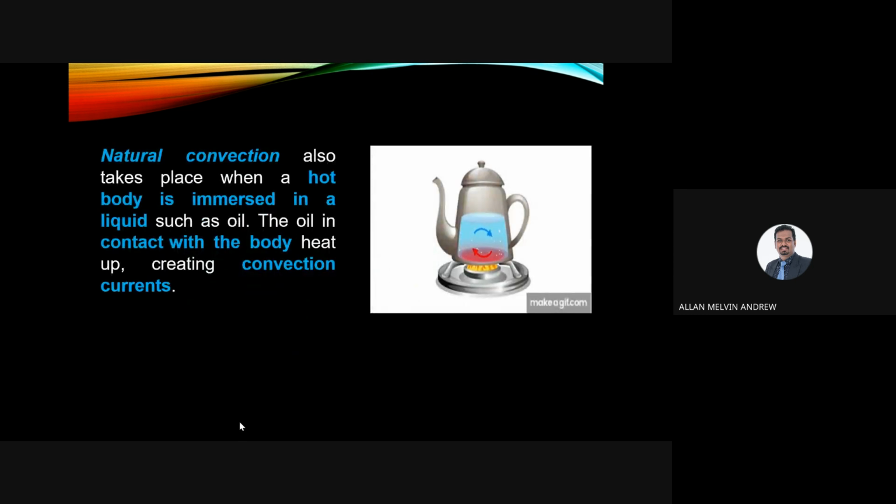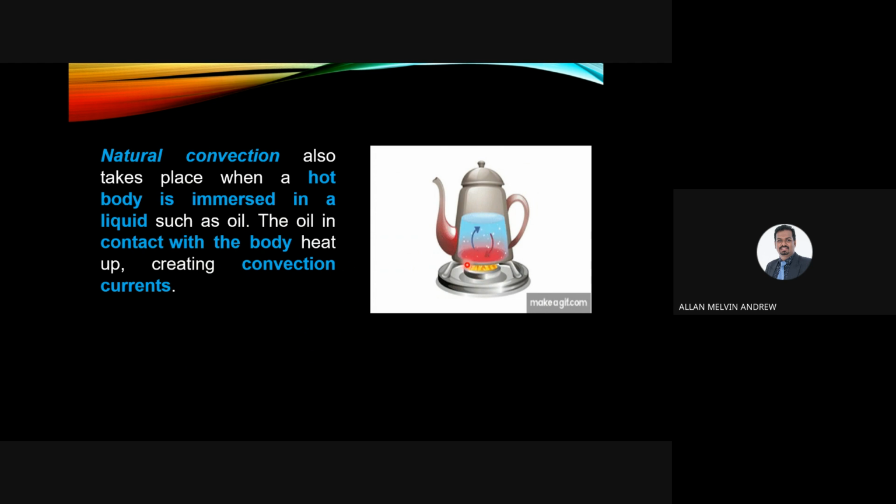Natural convection also takes place when a hot body is immersed in a liquid such as oil. The oil in contact with the body heats up, creating a convection current. We can see an example here with a pot. We are heating up the pot. Let's say you want to make tea, so you put water inside. How does the water heat up based on this?